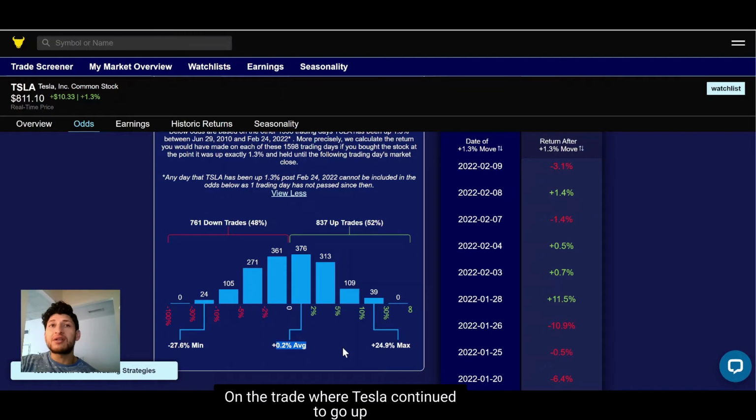On the trade where Tesla continued to go up the most, you would have earned a return of 24.9%. And on the trade where Tesla reversed and went down the most, you would have lost 27.6%. Up here, you can see that 52% of the time, you would have made a profit on the trade, and 48% of the time, you would have made a loss on the trade.